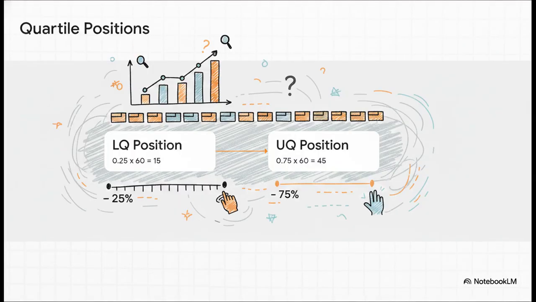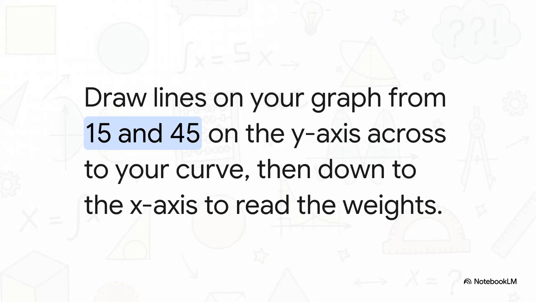So to find that middle 50%, we first need to figure out where the cutoff points are on our graph. Our lower quartile, or LQ, is going to be at the 25% mark. So 0.25 times our 60 parcels, that's 15. The upper quartile, UQ, is at the 75% mark. So 0.75 times 60, that's 45. Easy.